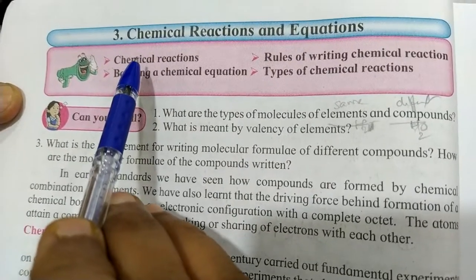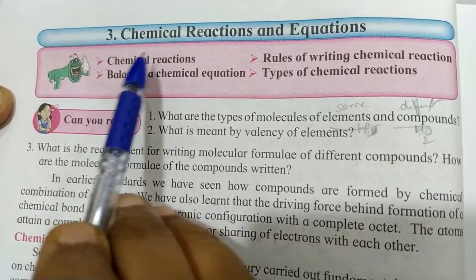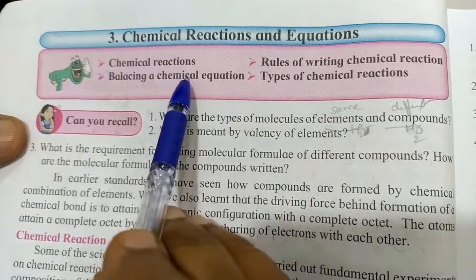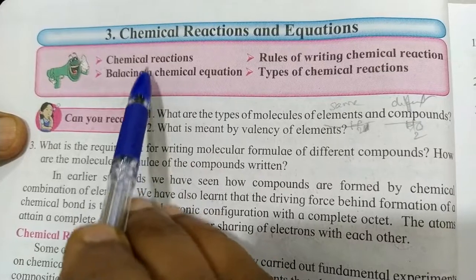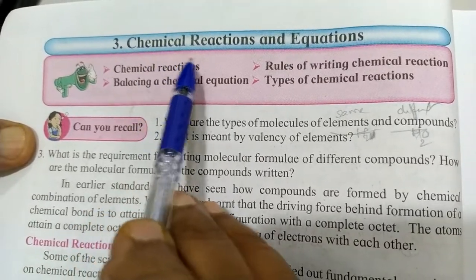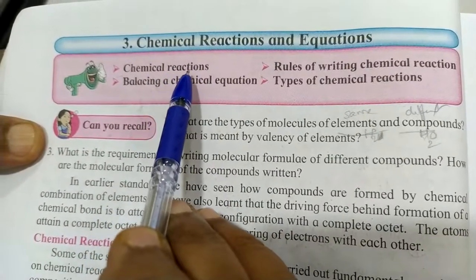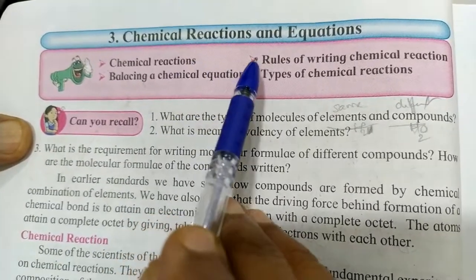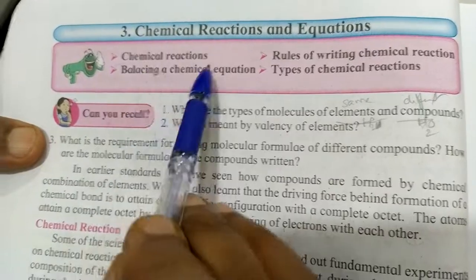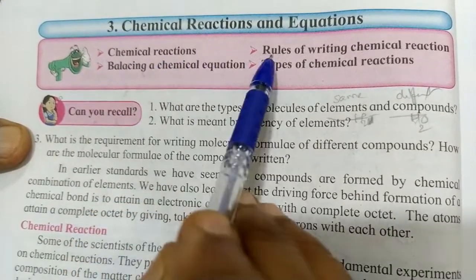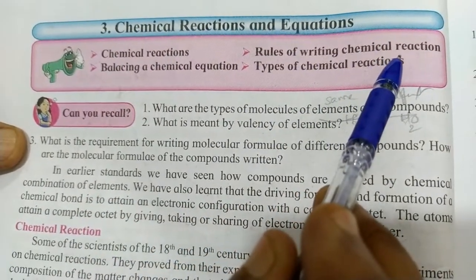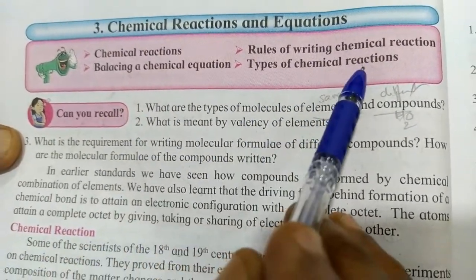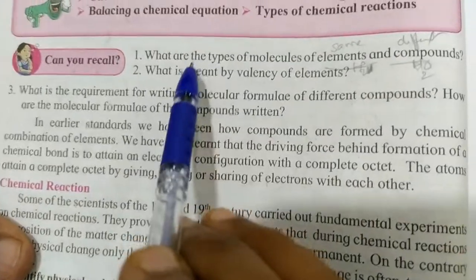Now, today we are going to start the new chapter, and that is chemical reactions and equations. This chapter is related to chemistry, so as you already know, we have seen the chemicals. Today in this chapter we are going to study the reactions of the chemicals and how to write the equations. Now, subtopics are chemical reactions, the rules of writing chemical reactions, then balancing a chemical equation, then types of chemical reaction. Some questions are there.